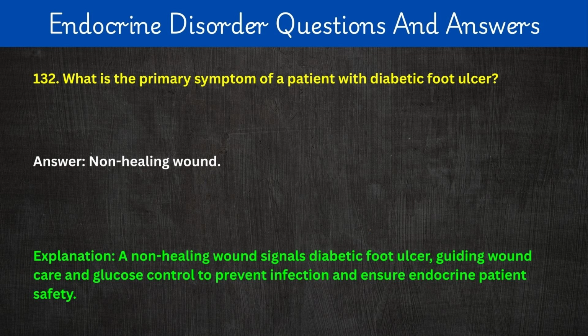132. What is the primary symptom of a patient with diabetic foot ulcer? Answer: non-healing wound. Explanation: a non-healing wound signals diabetic foot ulcer, guiding wound care and glucose control to prevent infection and ensure endocrine patient safety.